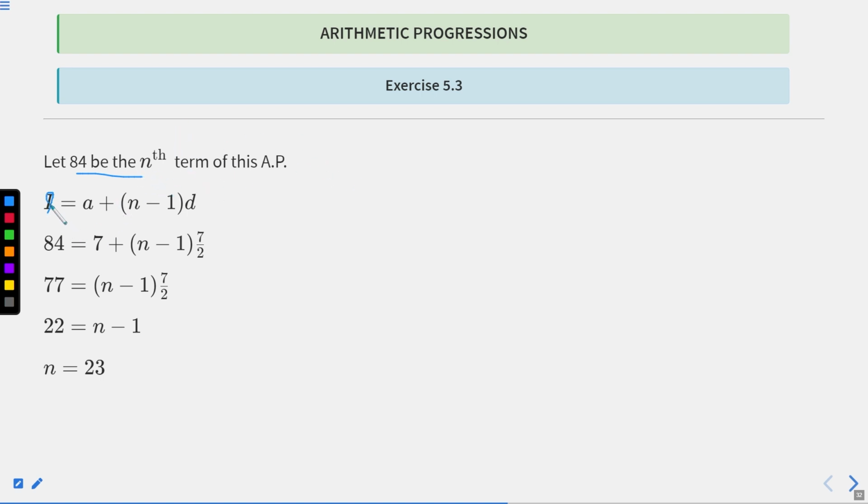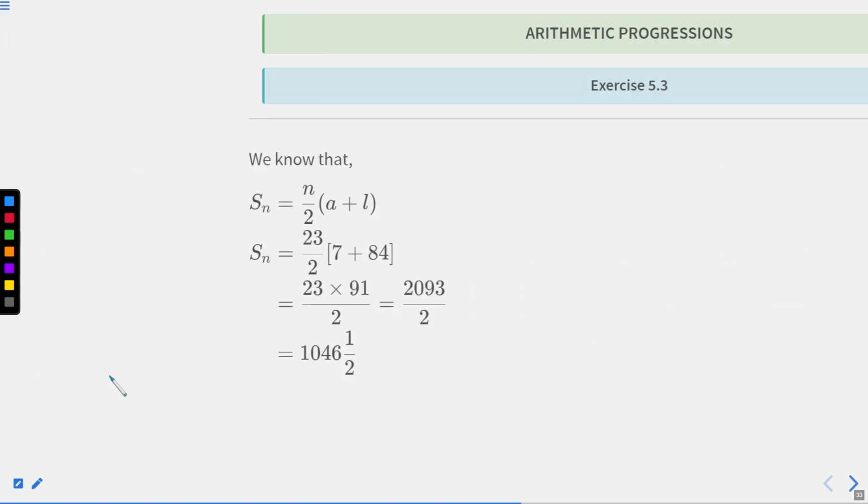Then the last term l is equal to a plus (n minus 1) times d, and 84 is equal to 7 plus (n minus 1) times 7 by 2. And it implies 77 is equal to (n minus 1) times 7 by 2, and it implies 22 is equal to n minus 1, and it implies n is equal to 23. Okay, the value of n is equal to 23.